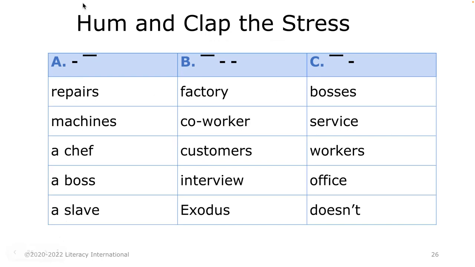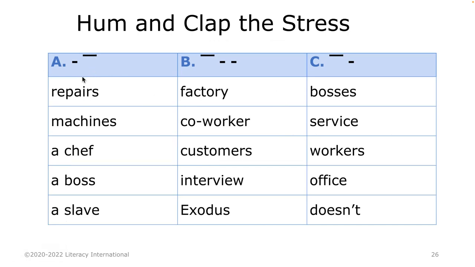Now, the second part of pronunciation we have in all of the Light of the World lessons is hum and clap the stress. This is where we show that words are made with different syllables, and the stressed syllables are longer, louder, and higher in pitch.